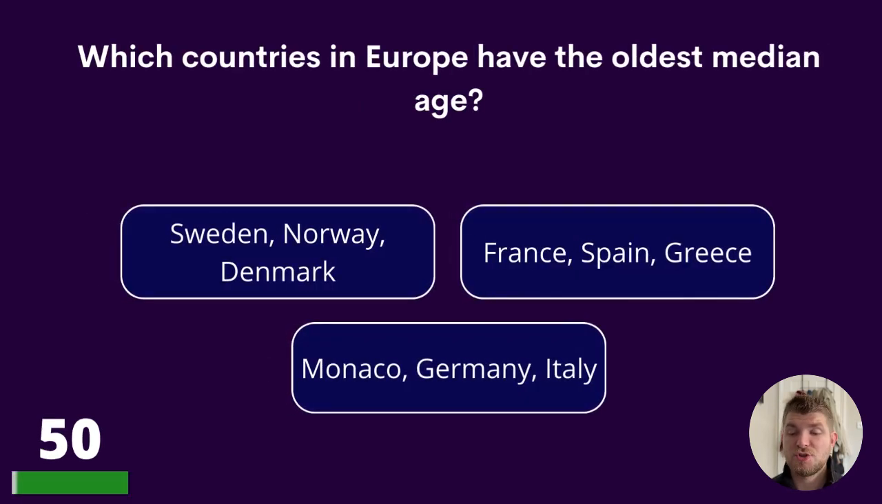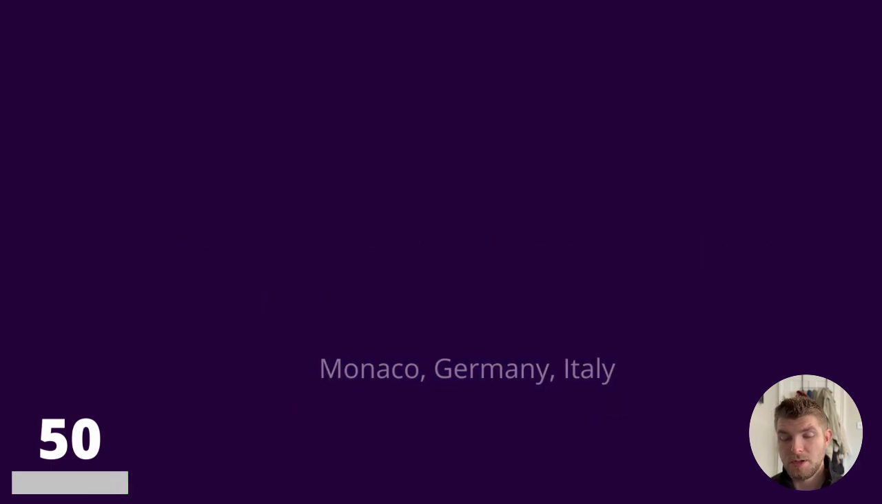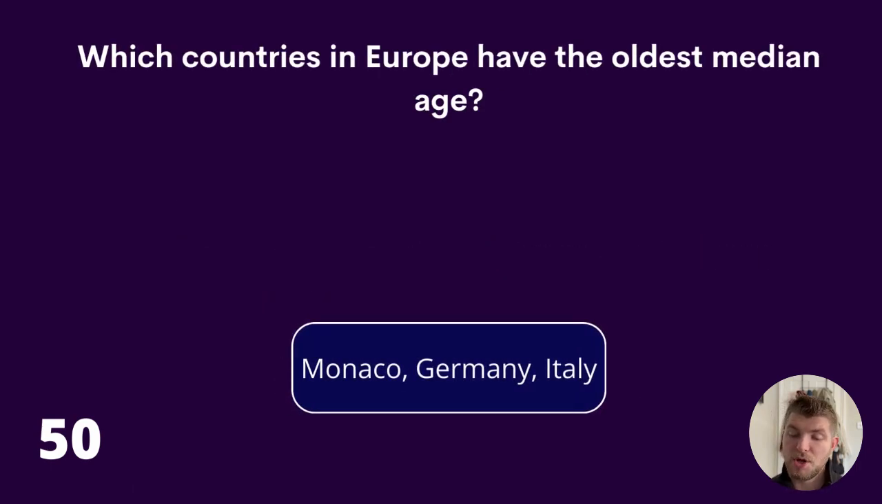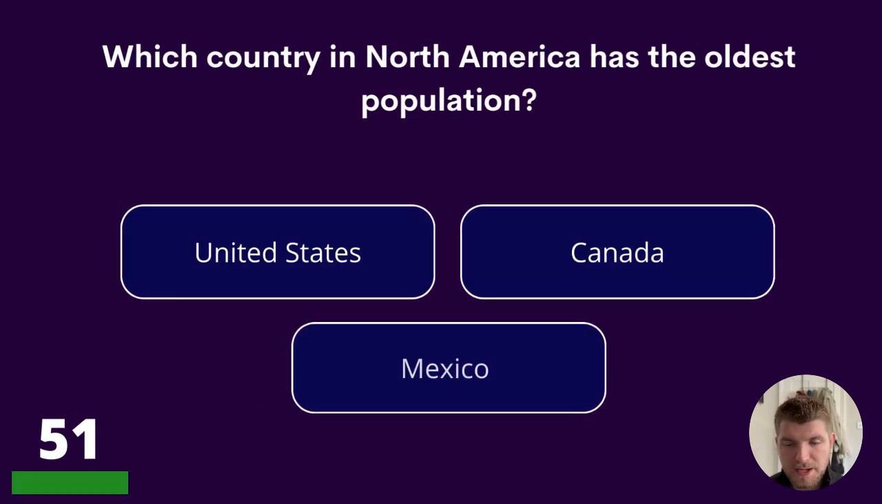50. Which countries in Europe have the oldest median age? Sweden, Norway, and Denmark, France, Spain, and Greece, or Monaco, Germany, and Italy? The answer is Monaco, Germany, and Italy, and we are halfway through this quiz.